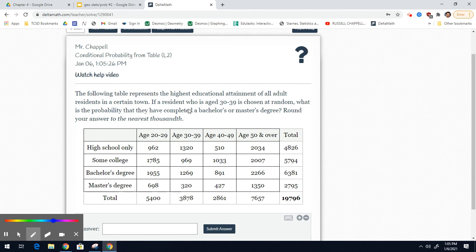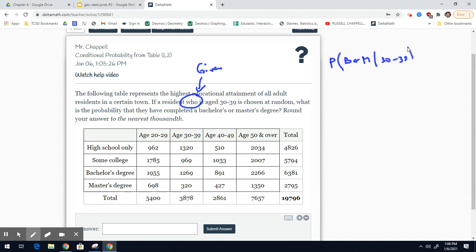So we see this word who. Who means given. So given that they are 30 to 39, what's the probability that they've done a bachelor's or a master's? So we want to find the probability that they have done a bachelor's or a master's given that they are 30 to 39. So that means we are only looking at the 30 to 39-year-olds, and within them, we're seeing who has a bachelor's or who has a master's.